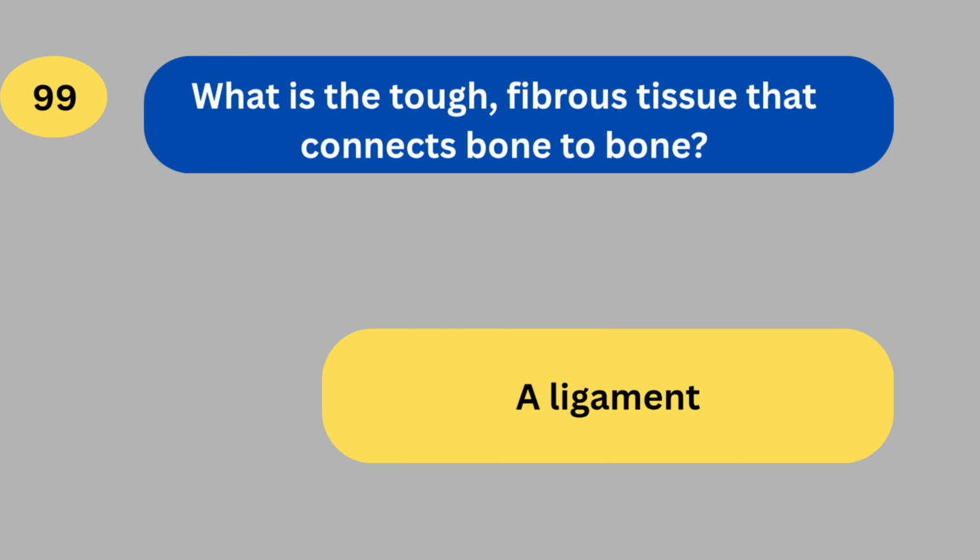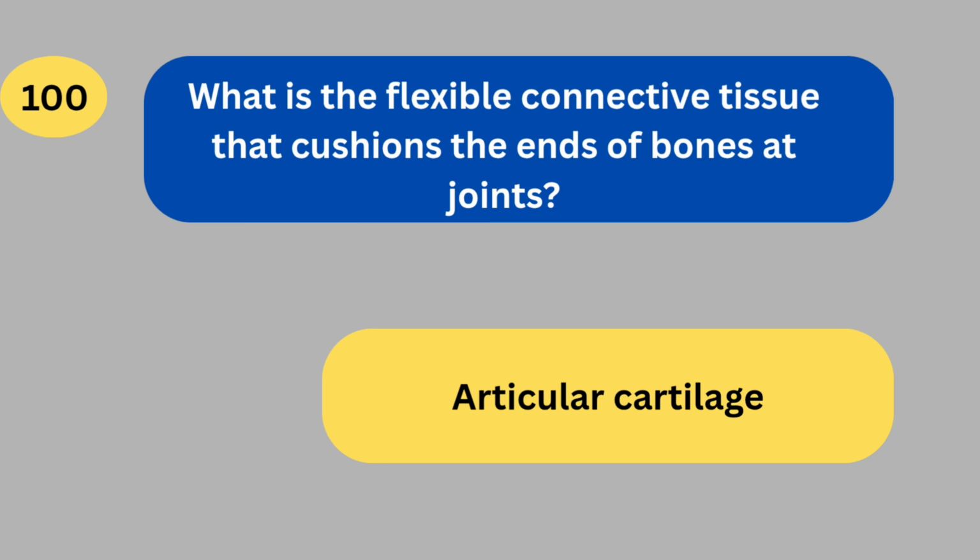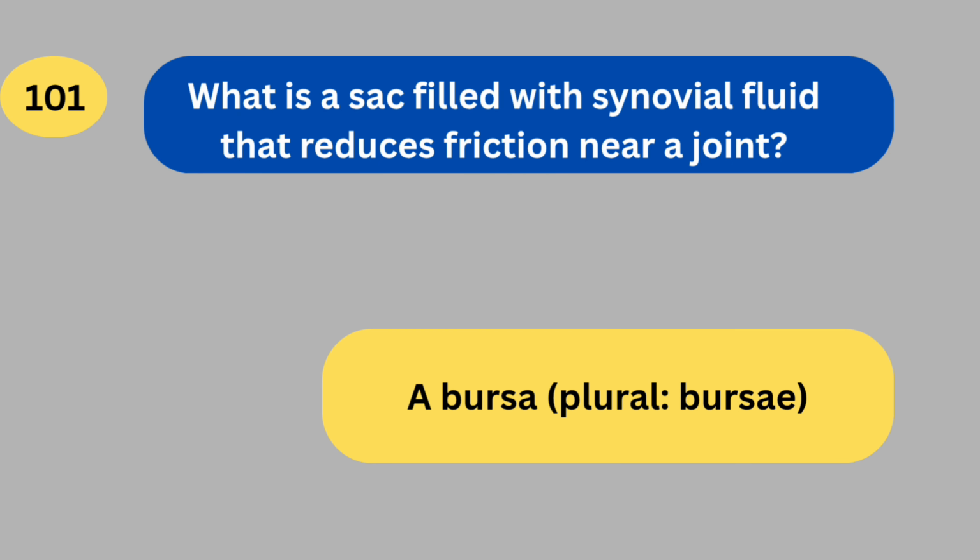What is the tough, fibrous tissue that connects bone to bone? Answer: a ligament. Next question. What is the flexible connective tissue that cushions the ends of bones at joints? Answer: articular cartilage. Next question. What is a sac filled with synovial fluid that reduces friction near a joint? Answer: a bursa, plural, bursae.